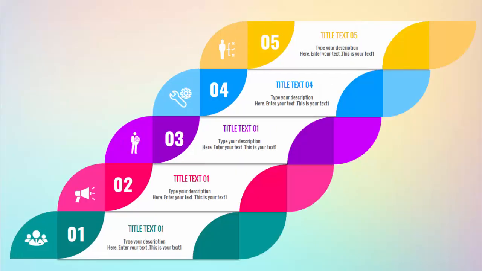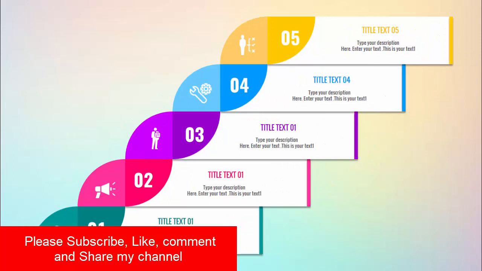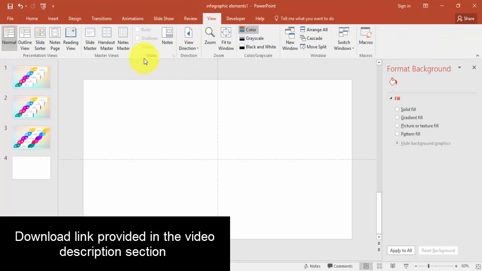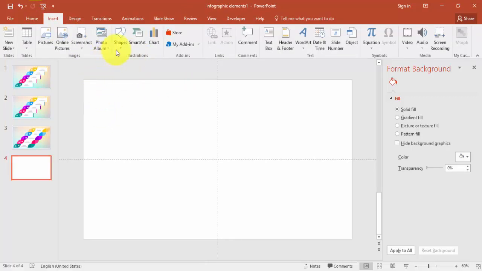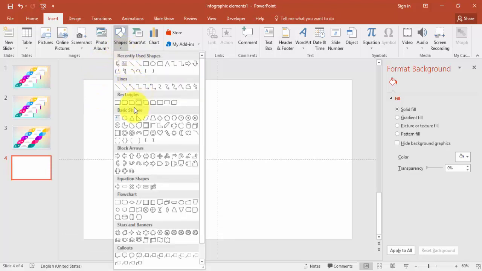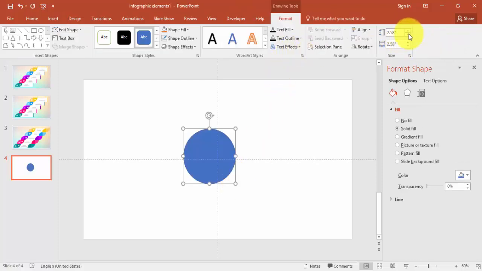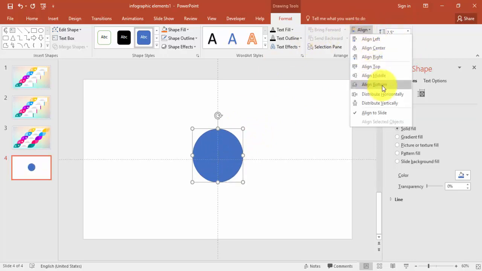In this tutorial, I'm going to show you how to design a step infographic slide in PowerPoint. So let's start. Add a new slide and go to View, enable the guides. Go to the Insert tab, select Shapes, circle or oval, and make something like 2.5 the height and width, and align center, align middle.